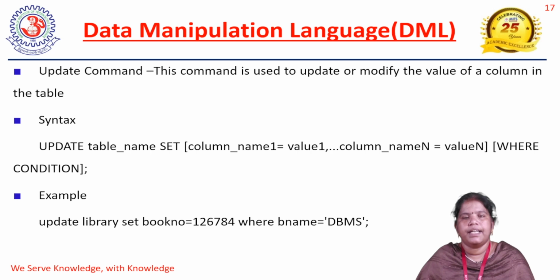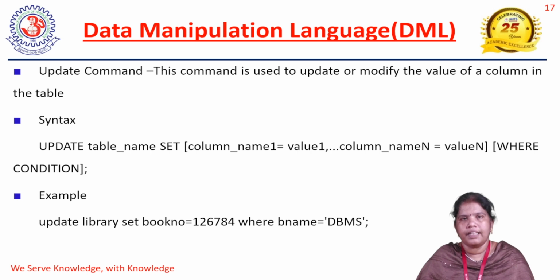Next is the update command. The update command is used to update or modify the value of a column in the table. So syntax will be update table name set column 1 equal to value where condition. So example will be update library set book number equal to 126784 where branch name equal to DBMS. So in this, branch name should be DBMS. We have to set the book number to 126784.